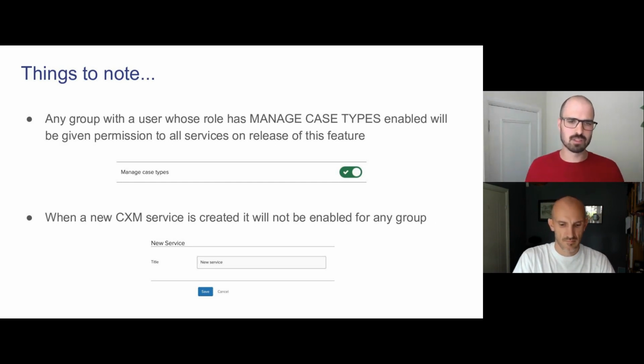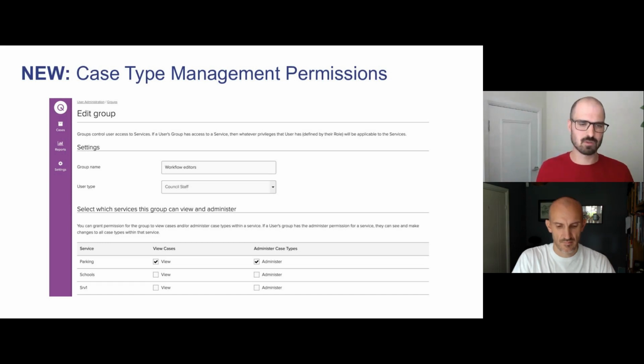And then going forward, when you create a new service, that service will not by default be enabled for anyone. So you'll have to go into the relevant group, so it could be administrators, and then give that group access to the new service. If we look at this screenshot again, for example, if the school service has been created, you then have to tick Administer for that, for this Workflow Editors group.